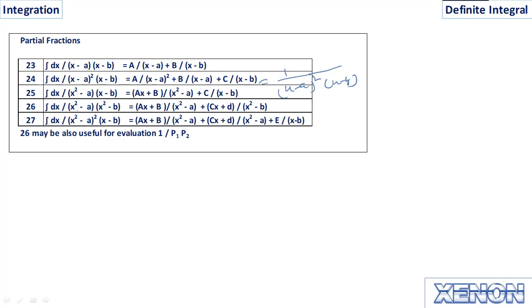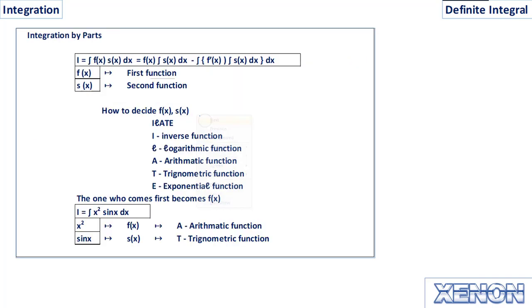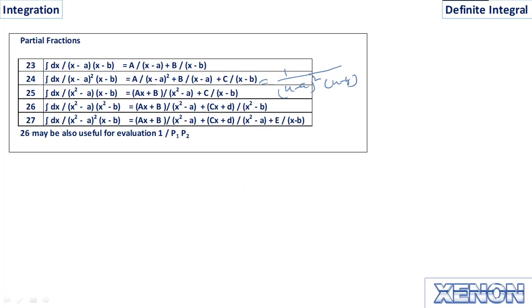Similarly, when we are getting the integration in the form of 1 upon (x² minus a)(x² minus b), we can do the partial fraction of these terms in the form of (Ax plus B) upon (x² minus a) plus (Cx plus D) upon (x² minus b). When we are getting the form of (x plus b) into (x² minus a) whole square, when we convert it into partial fractions, we get the form (Cx plus D) upon (x² minus a) plus A upon x minus b, right?